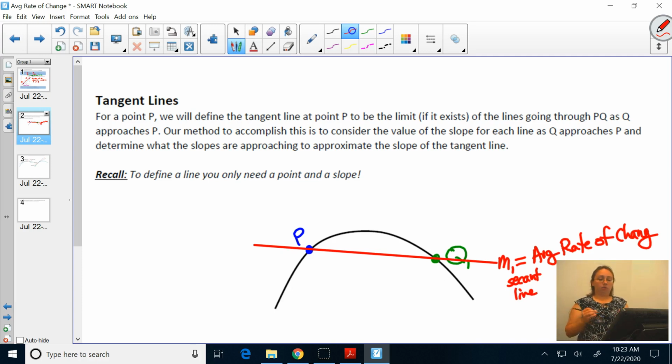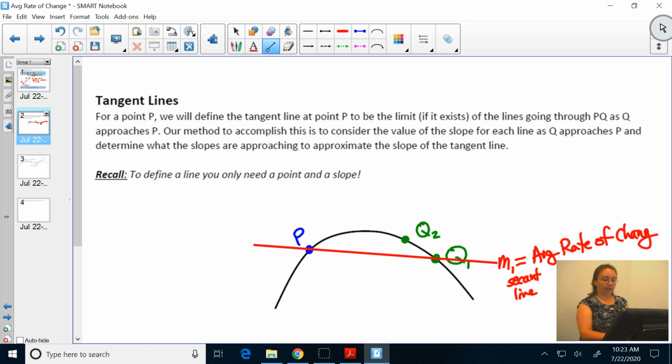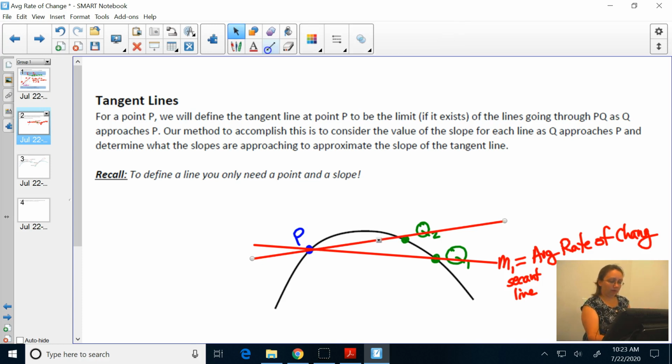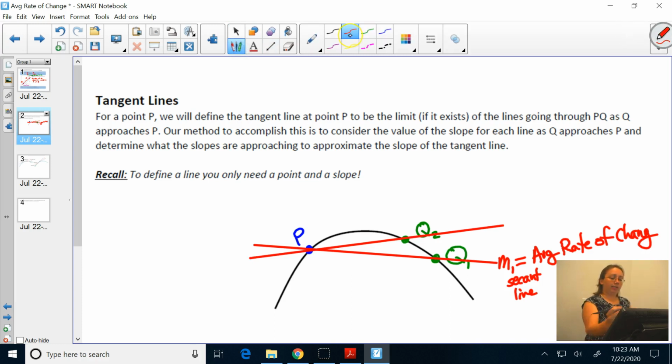Okay. Now, what we're going to do is we're going to let Q1 move along the curve towards P. So let's pick a new Q. Let's pick this one right here. We're going to call this Q2. Now, we have P and Q2. We're going to draw a new secant line connecting these 2 points. So let's connect P and Q2. Kind of missed. Let me fix that. There we go. Trying to get as good as I can. All right, so we have a new secant line. This secant line has slope M2 because it's the second secant line we're building. Again, this is the average rate of change from P to Q2.